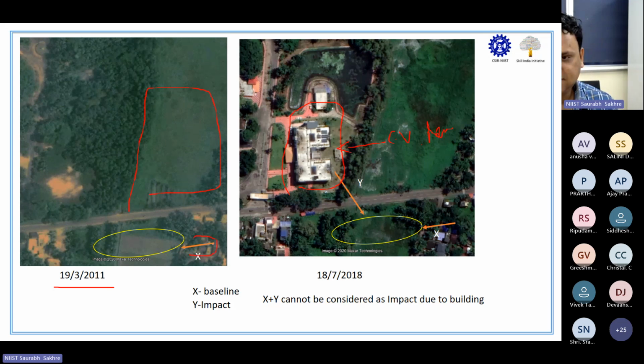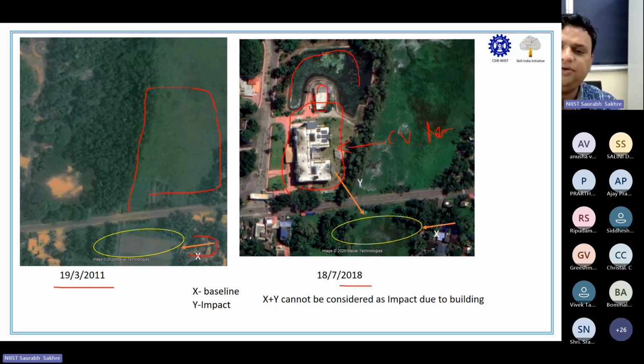There were some houses, and nearby some agricultural fields and a water body near NIST. But in 2018, this CV Raman block has been constructed, and an artificial pond is also constructed. You can see here. Plus a 11 kVA substation is also constructed to supply electricity to the CSR NIST.